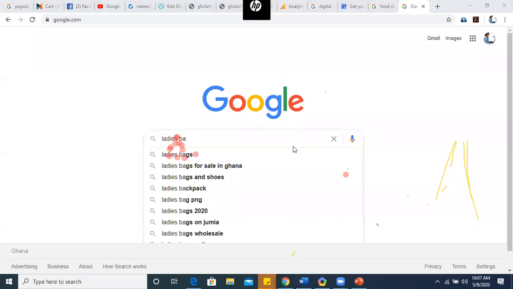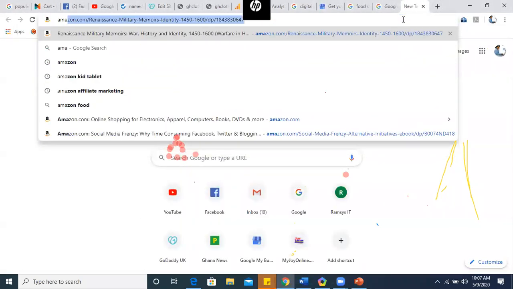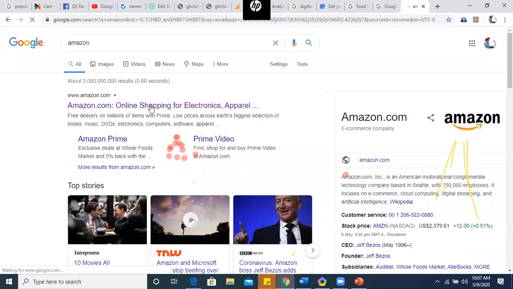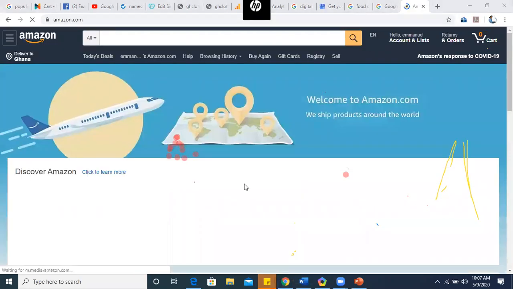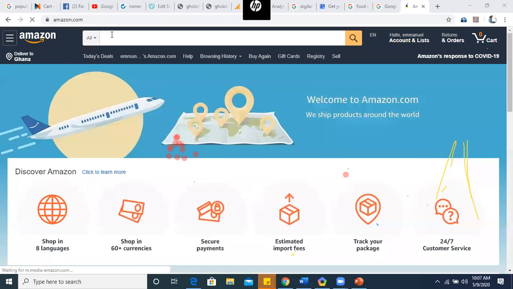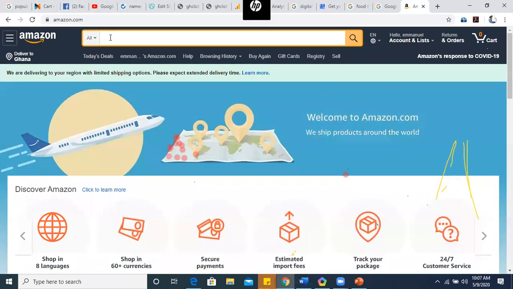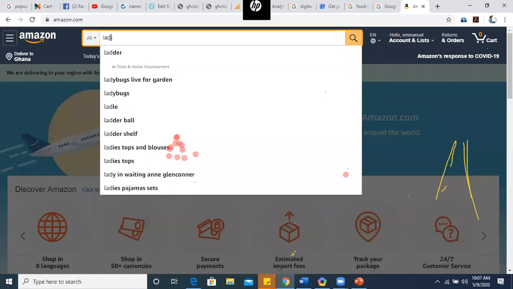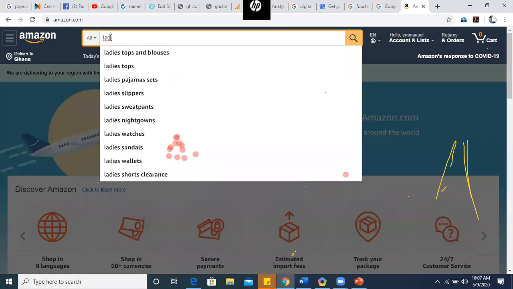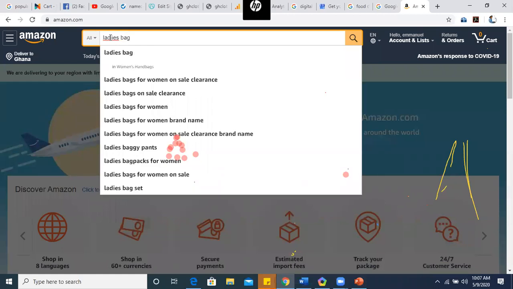That's number one. Number two for your keyword research: you can go to a place like Amazon.com and do the same thing there. Just search for all, and then maybe type ladies bags. The same thing happens on Amazon, and it gives you more detail. As I do that, Amazon starts giving me a lot of options, like ladies bag for women on sale, clearance, ladies bag. So that's also giving a lot of keywords.